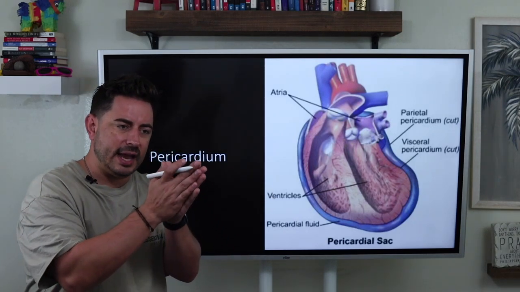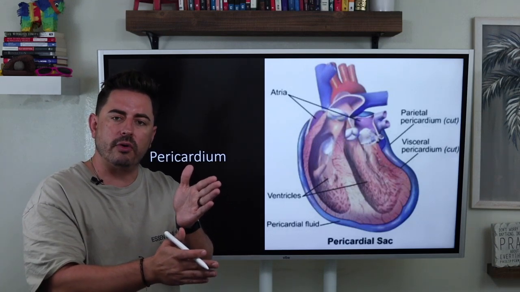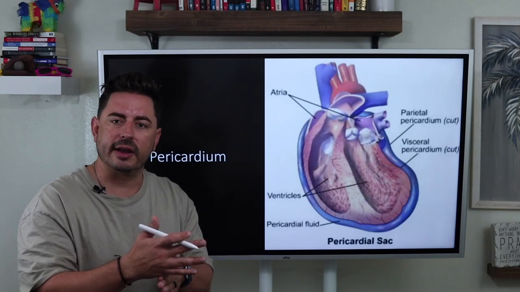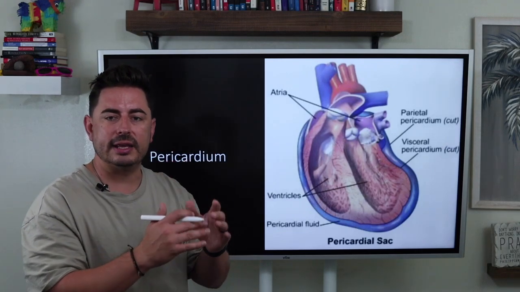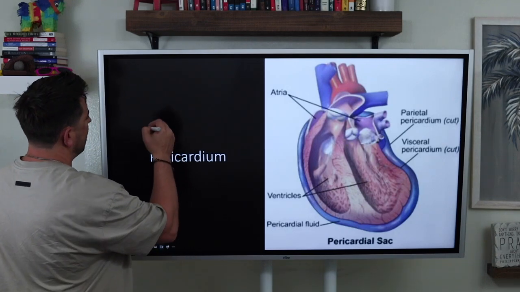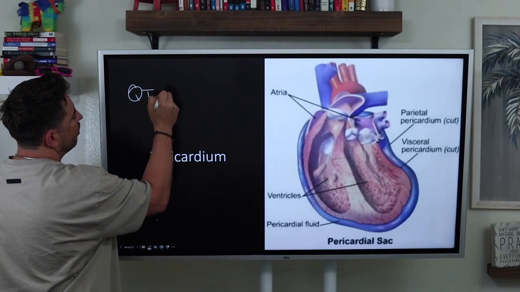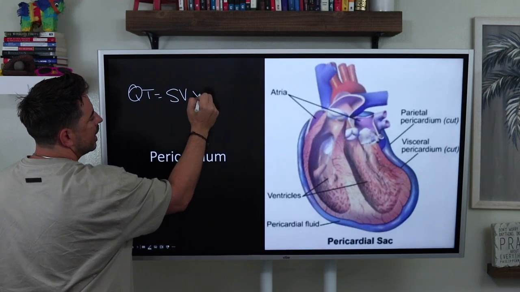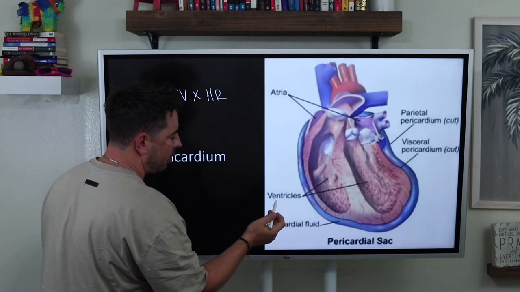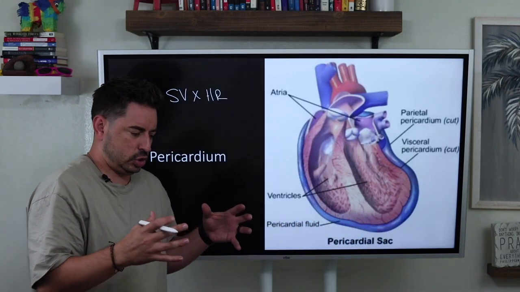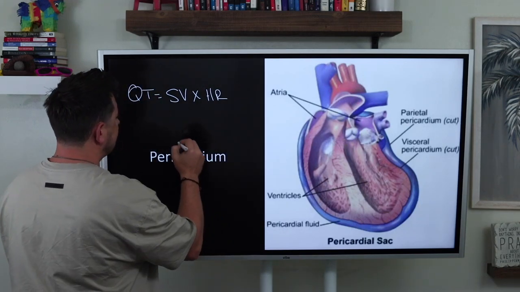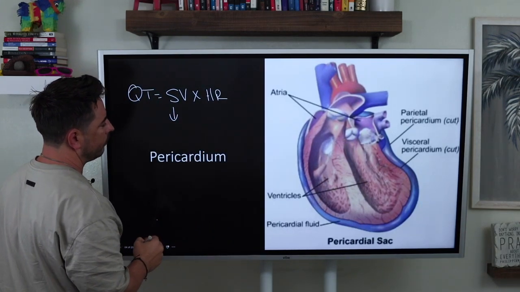So when you have that decrease in stroke volume, the body's going to respond in a certain way to maintain cardiac output. The way it's going to do that is by increasing the heart rate. Let me show you in terms of a mathematical equation. Cardiac output equals stroke volume times heart rate. So when I have this pericardial effusion that's squeezing the heart, not allowing it to get fluid out, I get this decrease in stroke volume.